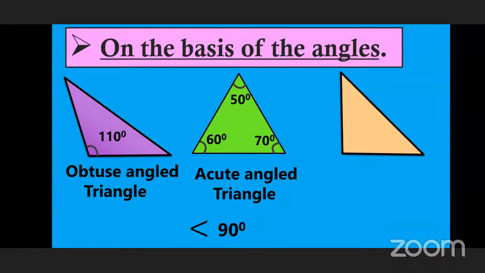See the third triangle. Right angle triangle. Yes. Why is it known as a right angle triangle, children? Because it has a complete 90-degree angle. Yes, because it has a 90 degree measure. So the triangles whose measure is 90 degrees are known as right angle triangles.